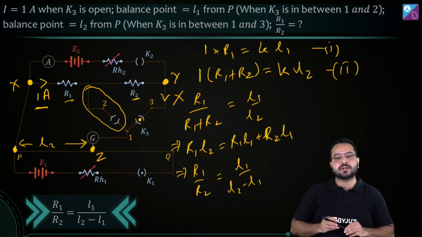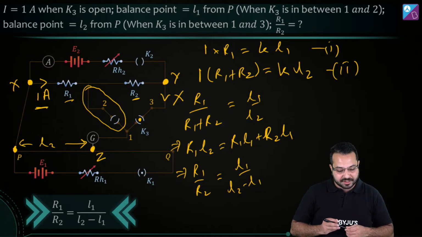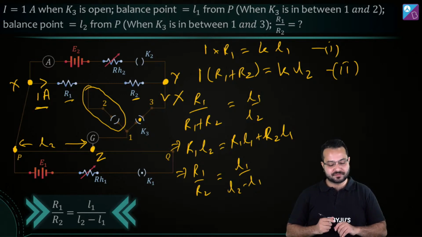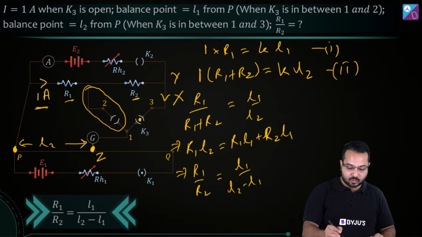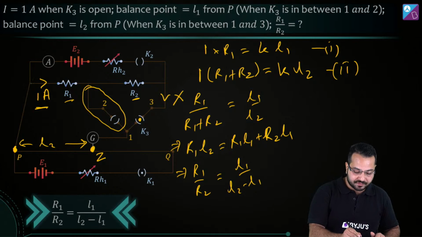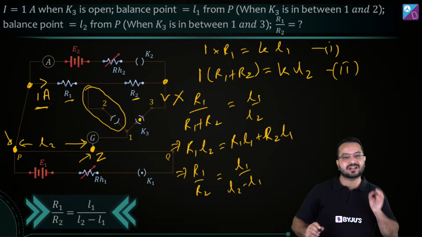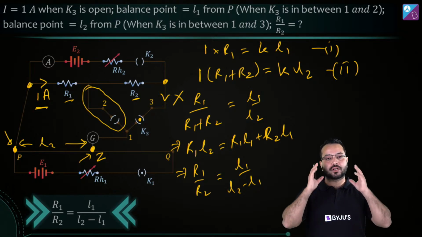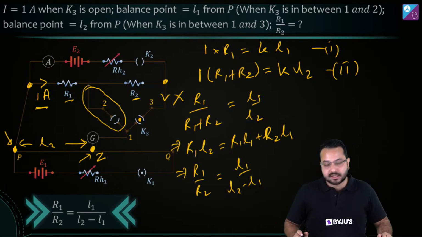So the potentiometer questions can be asked in various forms. There are so many different kinds of ways in which potentiometer questions can be asked. But the concept is very simple. If you have found the null point, then whatever is the potential difference between these 2 points will be the potential difference between these 2 points. That is the basic crux of how a potentiometer works. Alright, so I hope that is clear.